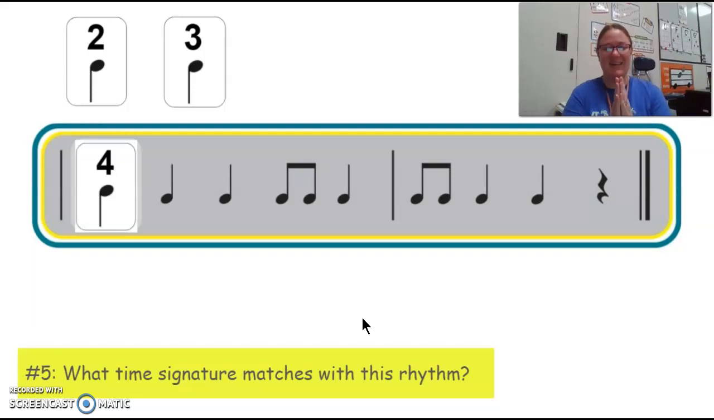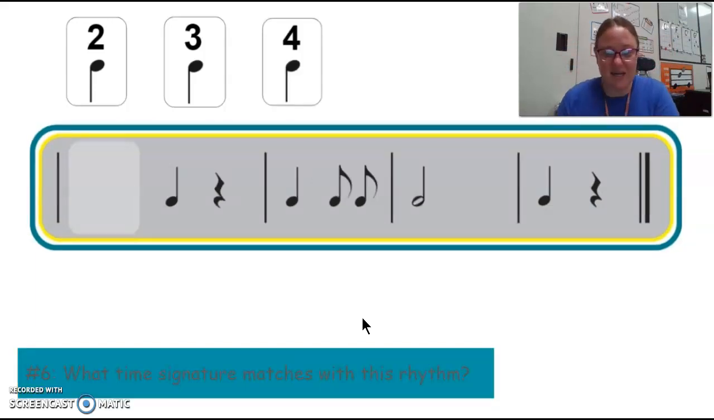Say and clap it. Ready, go. Ta, ta, ti, ti, ta, ti, ti, ta, ta. Fantastic. You've got 1 more, boys and girls. All right. This one's a little tricky. Remember that our rest still counts for 1 beat.